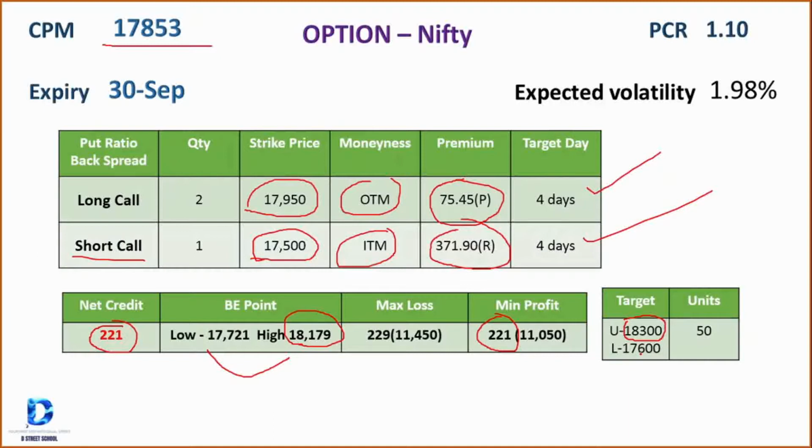We do not want to carry the position once Nifty comes to 18,300. And when Nifty comes to 17,500, we don't want to carry the position further. We will exit our trade and book the minimum profit of 11,450. So this is the strategy which I used on Nifty for this week.